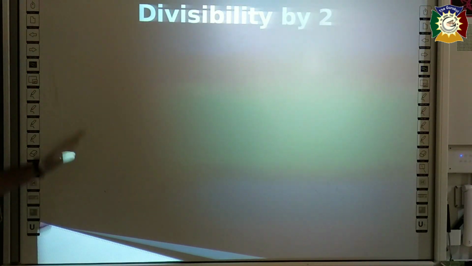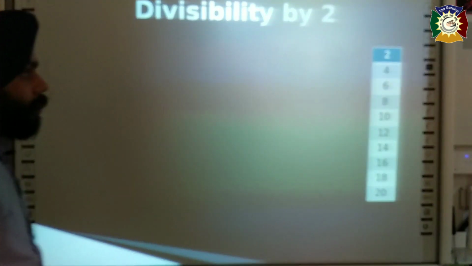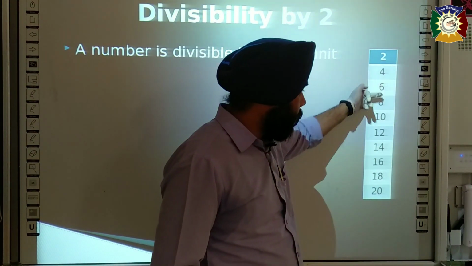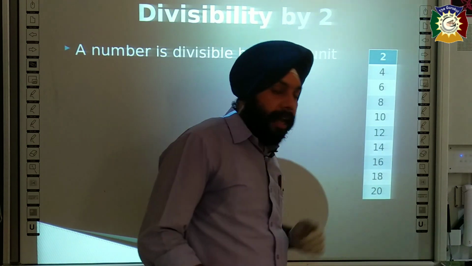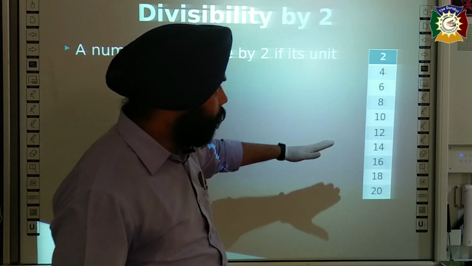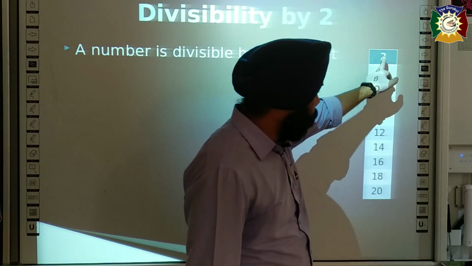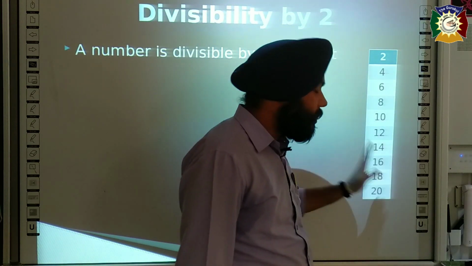First of all, we discuss the divisibility rule by 2. Look at this table of 2: 2, 4, 6, 8, 10, 12, 14, 16, 18 and 0. If we look at this table, we find one common thing: the unit place value in each number is even.